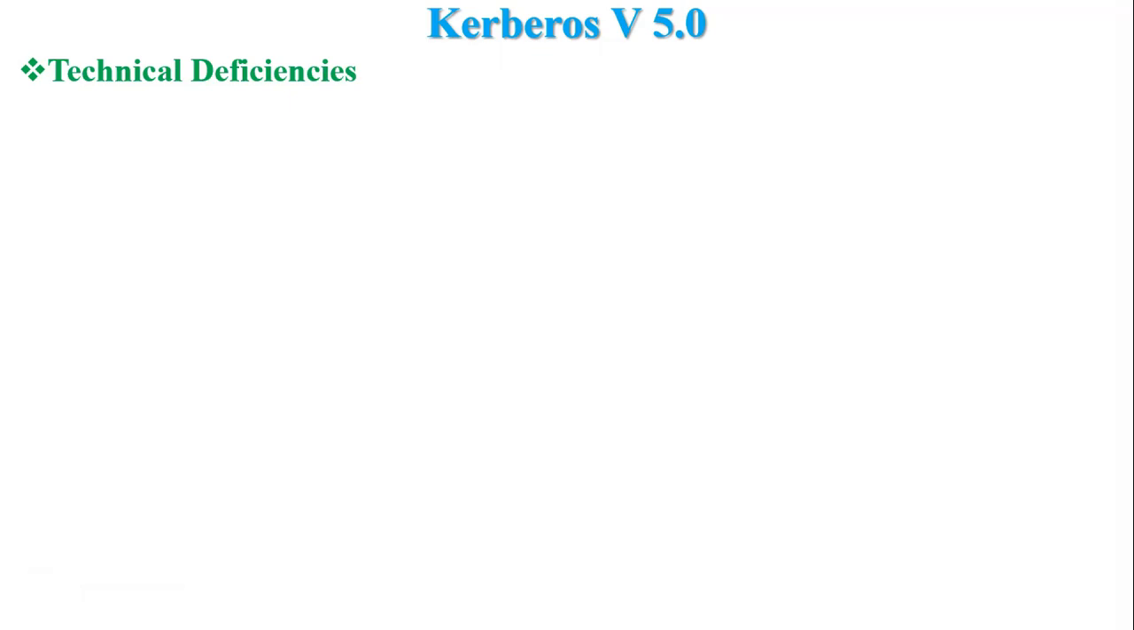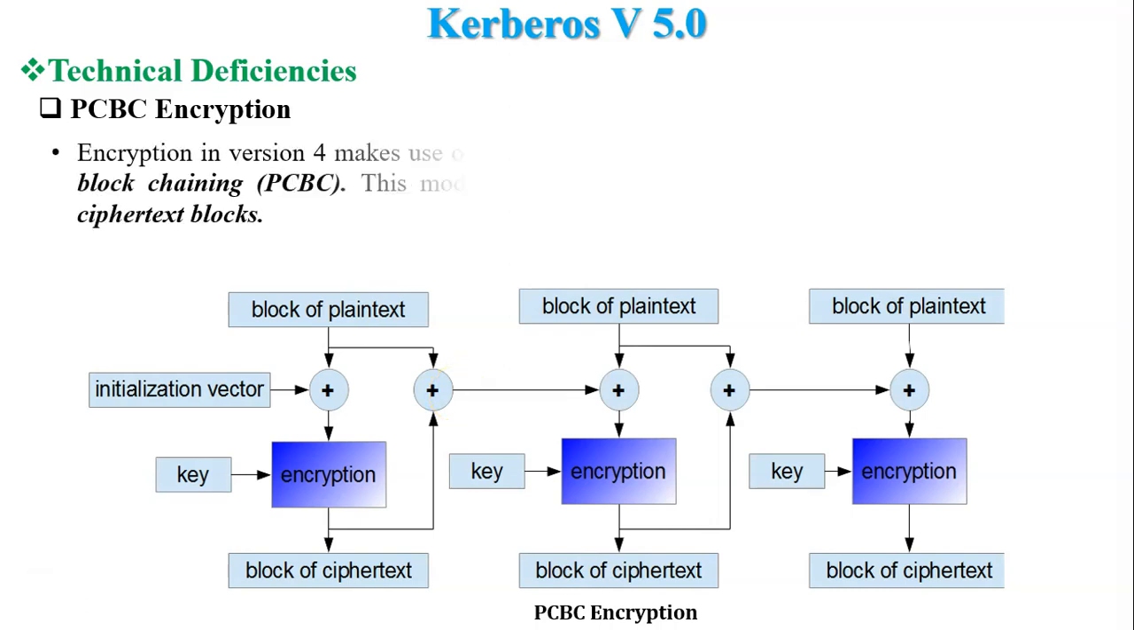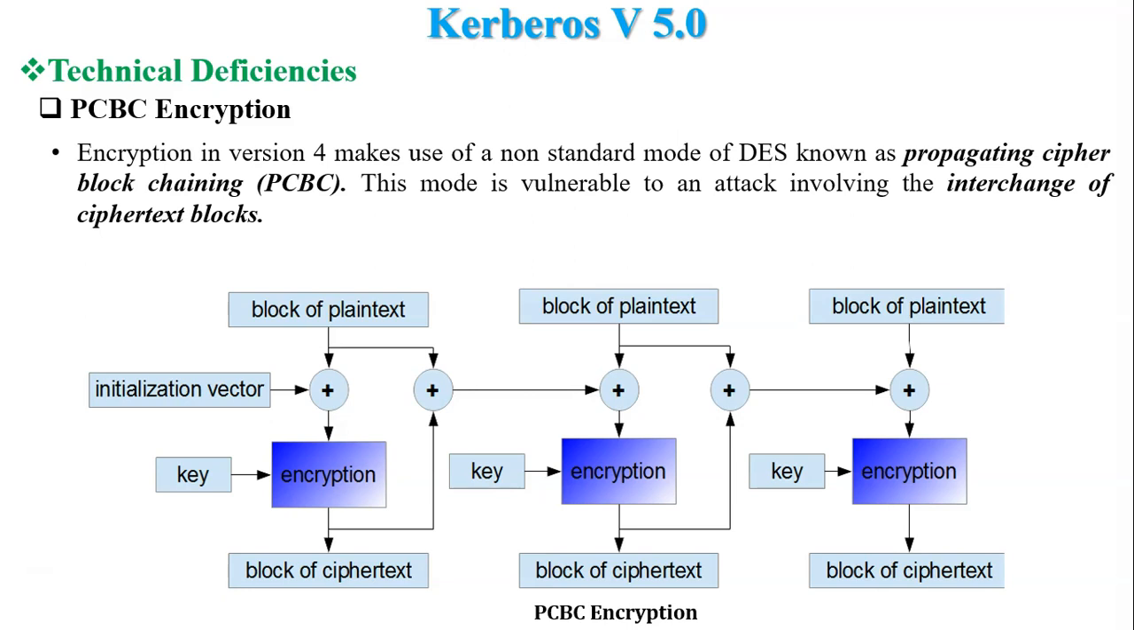In technical deficiencies, the first limitation is PCBC encryption. PCBC stands for propagating cipher block chaining. Let's see the block diagram of PCBC encryption. Kerberos version 4 uses PCBC encryption. But the disadvantage of PCBC encryption is that if one ciphertext bit is damaged, the next plaintext block and all subsequent blocks will be damaged and unable to decrypt correctly. So we cannot recover the data.